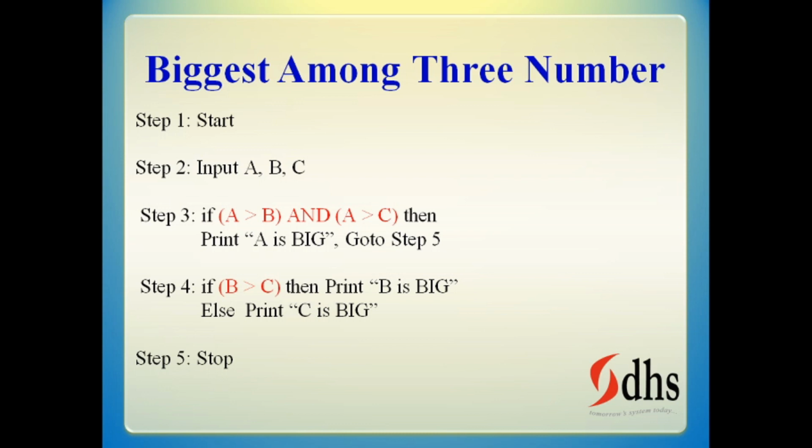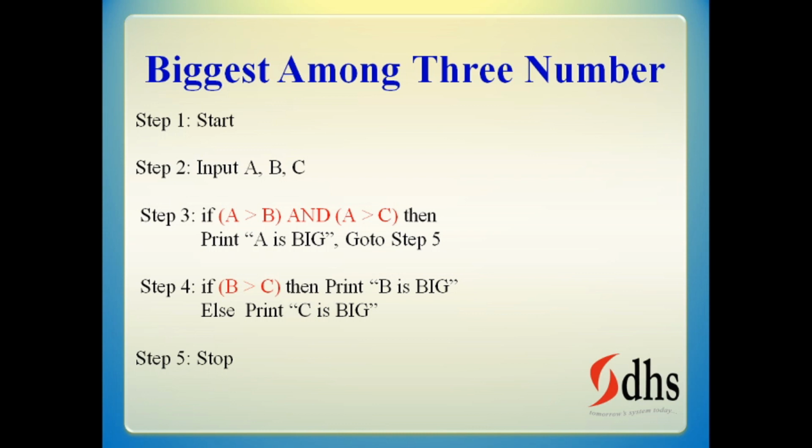So to make sure it does not execute step 4, I am giving go to step 5. It will go directly to step 5 to stop. Once the then part is executed, it will go to step 5. Else it will come to the if, again to step 4. In programming there is if, else if also, which we can use.